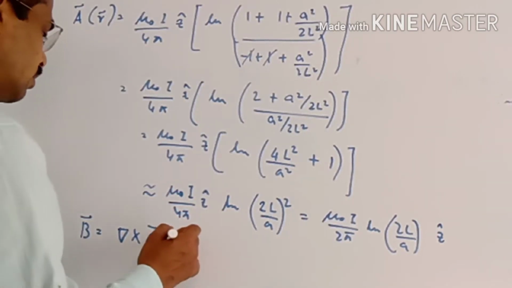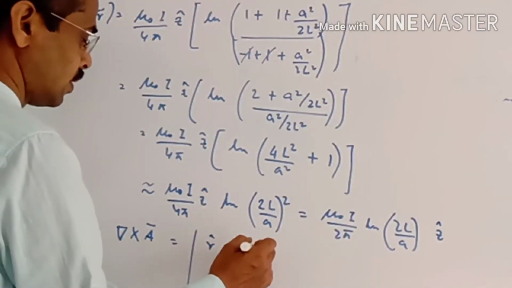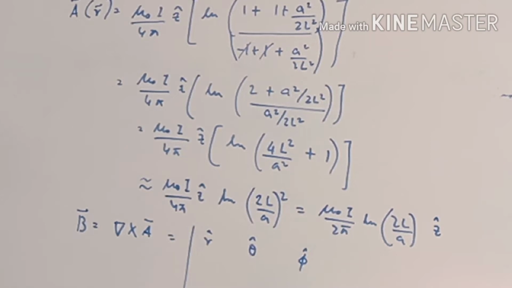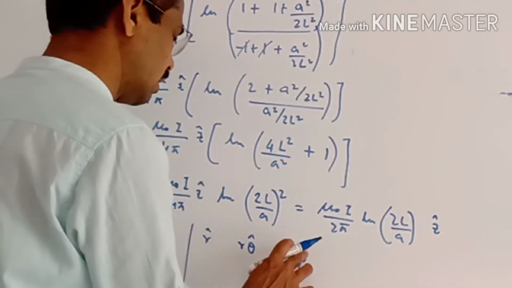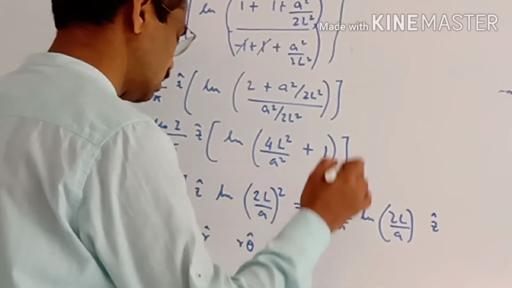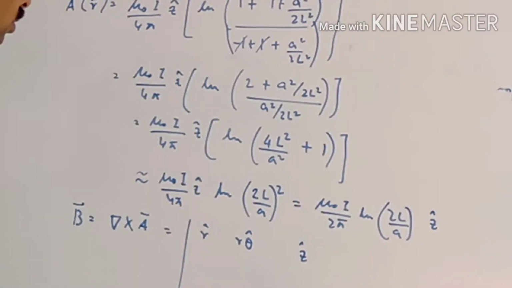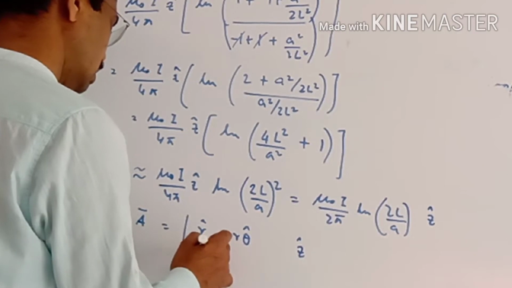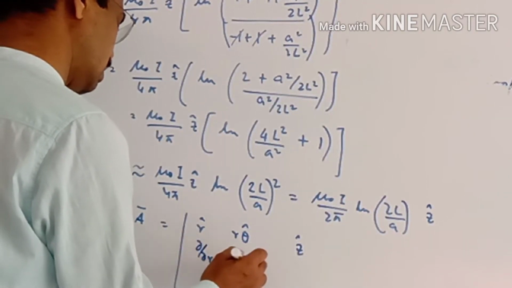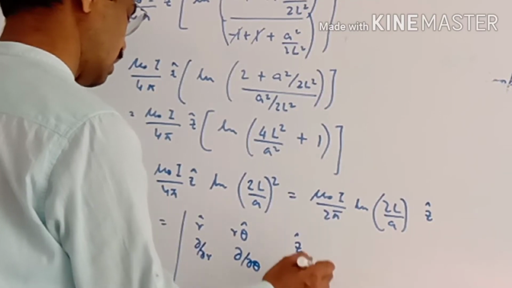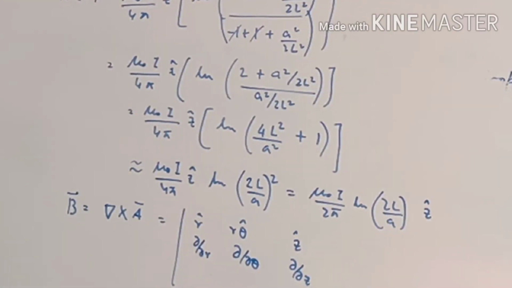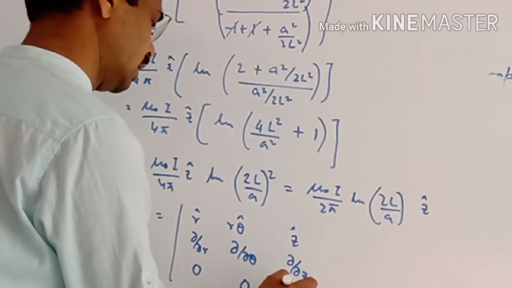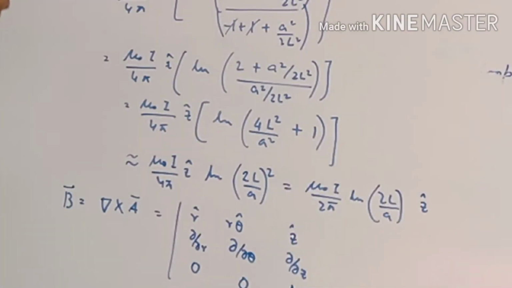So if we want to take the curl, then this is r cap, theta cap and phi cap, and this should be in cylindrical coordinates. There is something we must replace also over here. This is a z cap, so this would be del del r, del del theta and del del z, and this would be 0, 0 and Az. Okay, so Az is something which must be written in terms of r.